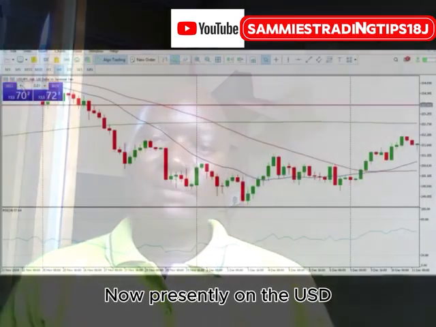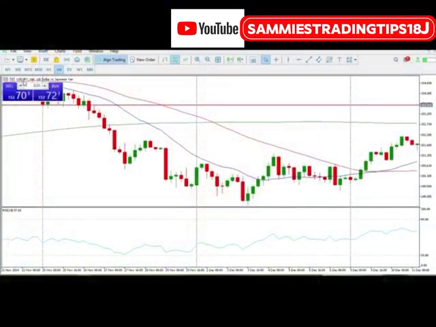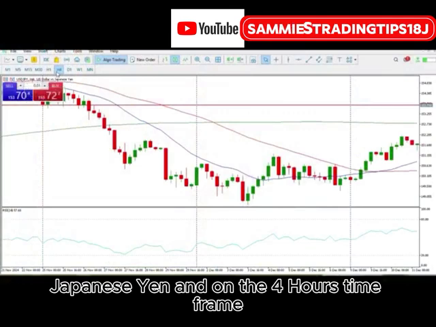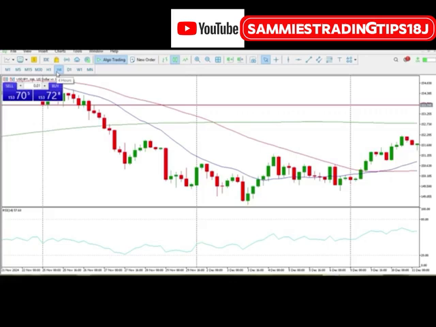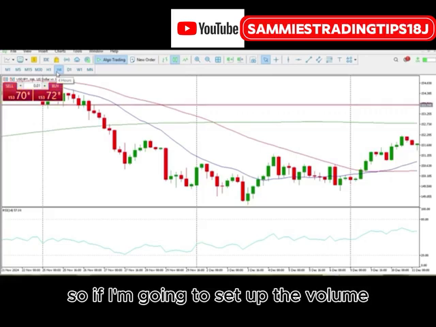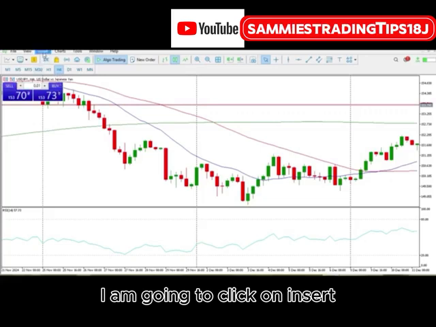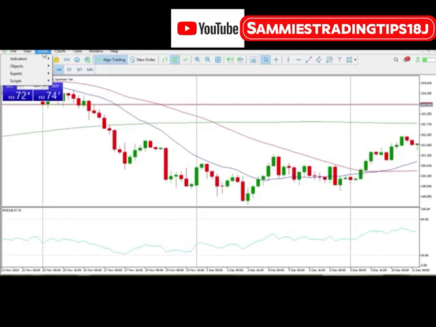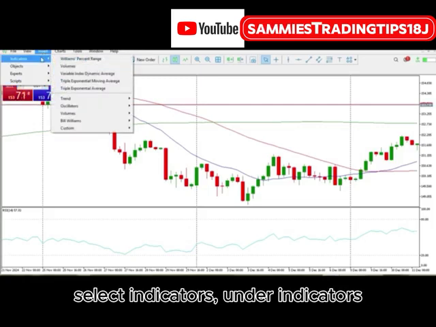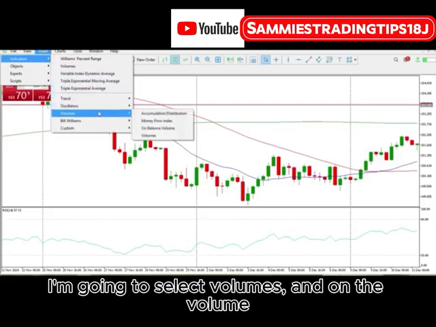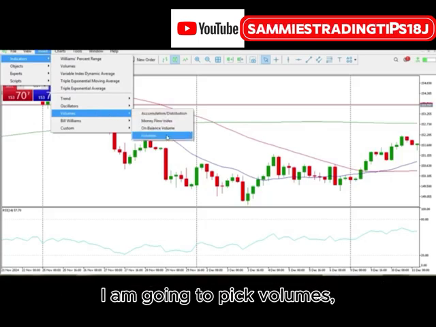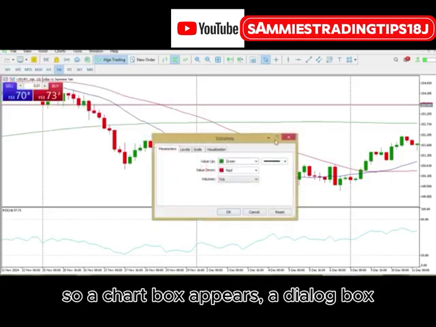I'm presently on the dollar, Japanese yen, and on the 4 hours time frame. So if I'm going to set up the volume, I am going to click on Insert, select Indicators. Under Indicators, I'm going to select Volumes, and under Volumes, I'm going to pick Volumes. So a dialog box appears.